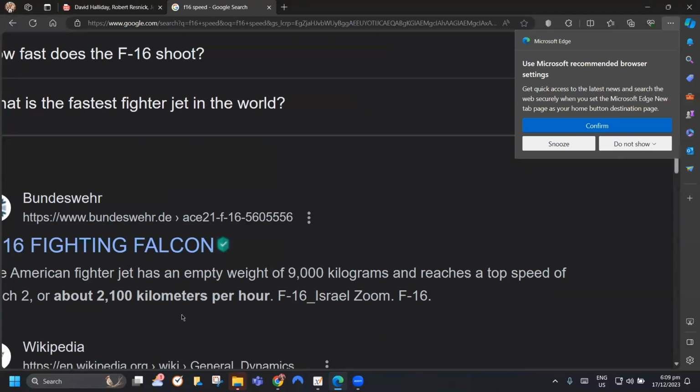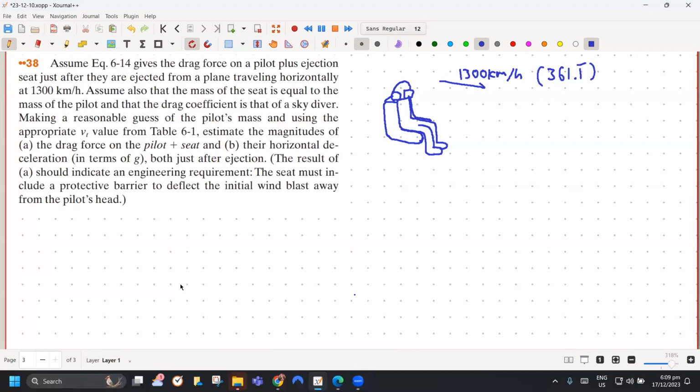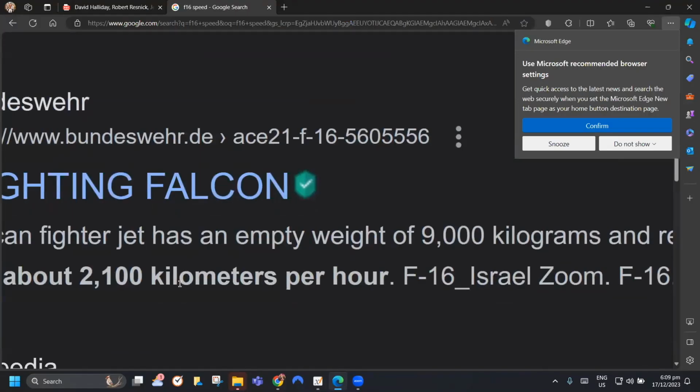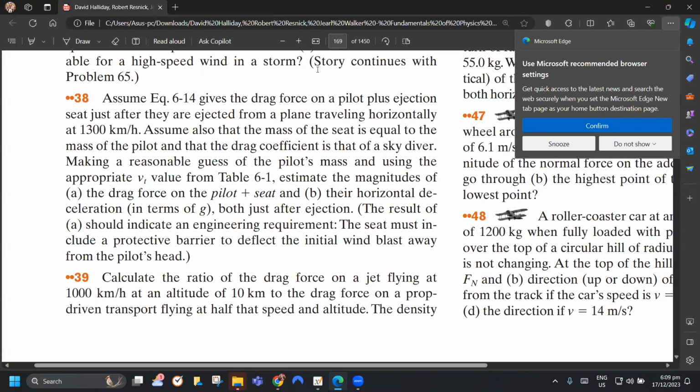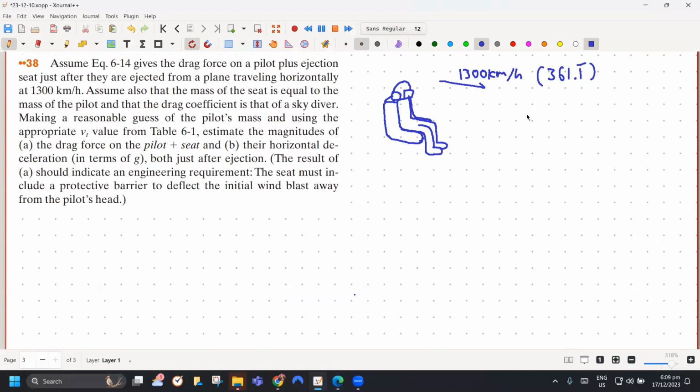The F-16 is much faster, with around 2,100 km/h maximum per engine. So 1,300 is actually not that large for a fighter. So 361 meters per second is what we assume as the ejection speed.